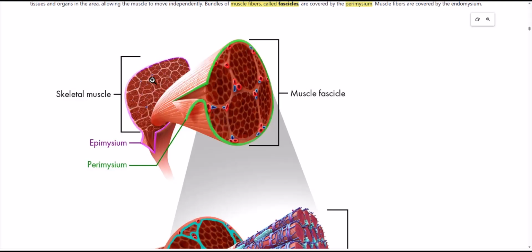Notice too that these connective tissue layers are providing a space for the blood vessels and the nerves to travel down into the depths of that muscle. And that's important for the supply of oxygen and nutrients and hormones, getting rid of waste products, and of course also the muscle cells need to be in direct connection with the nervous system, and so we need nerve fibers that also go deep into the muscle tissue.